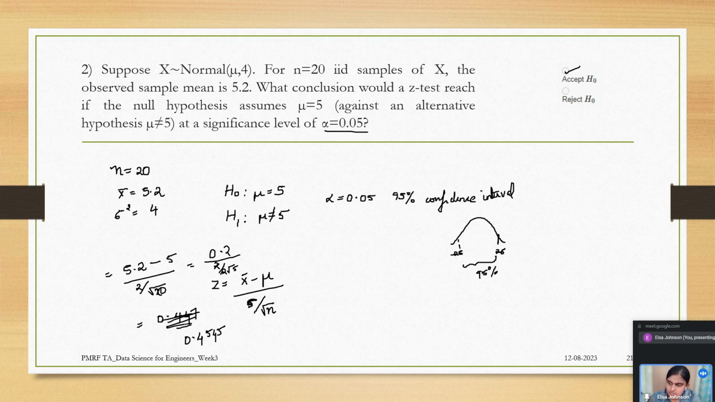Anyone has any doubt? This is usually given in this way: x belongs to a normal distribution with, usually you will give it like the mean and the variance. This is a kind of representation. So the hypothesis will be accepted.